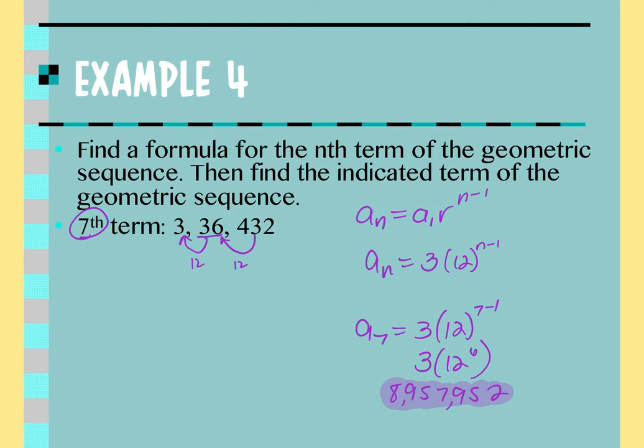I mean, 12 is a big base, so that should make sense that it jumps. I could have also said this is A1, this is A2, this is A3. Multiply by the 12, and that's A4. Multiply by the 12, that's A5. Multiply by the 12, that's A6. Multiply by the 12, that's A7. So you could do it either way. Because it asked for the formula this way, I would say it's easier just to plug it into the formula. Questions on that one?